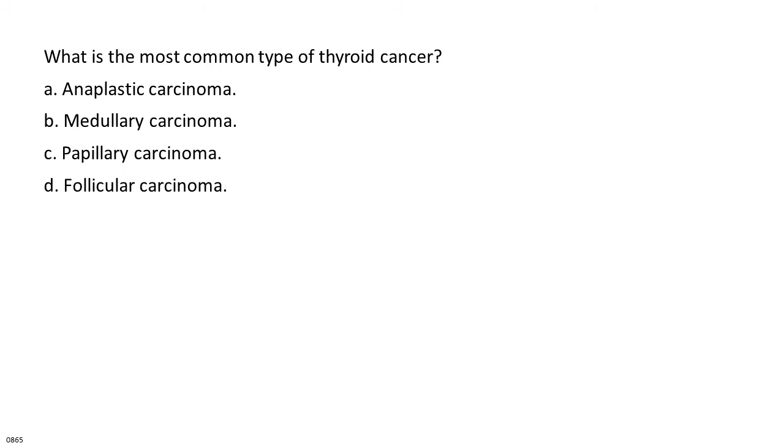What is the most common type of thyroid cancer? A. Anaplastic carcinoma. B. Medullary carcinoma. C. Papillary carcinoma. D. Follicular carcinoma.